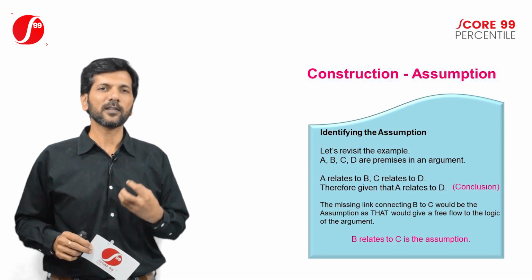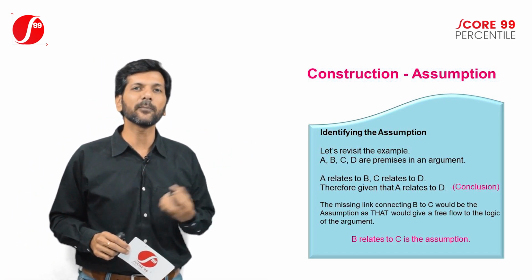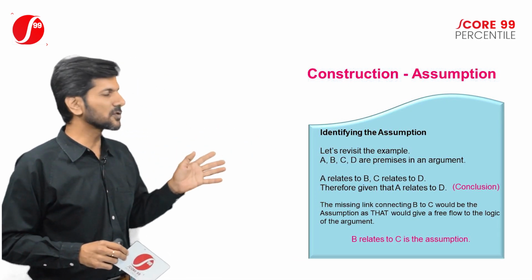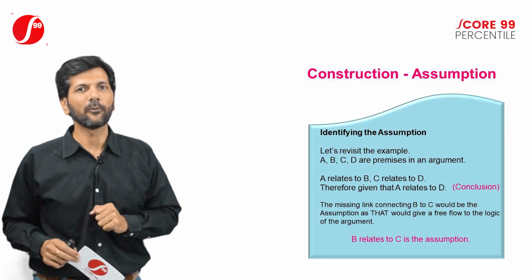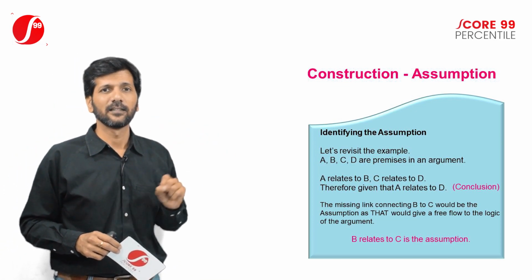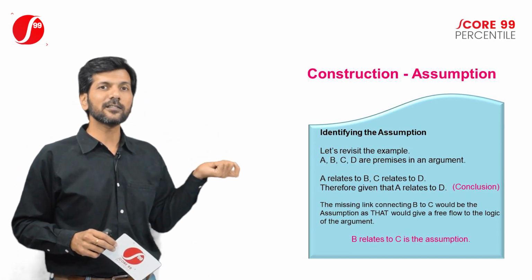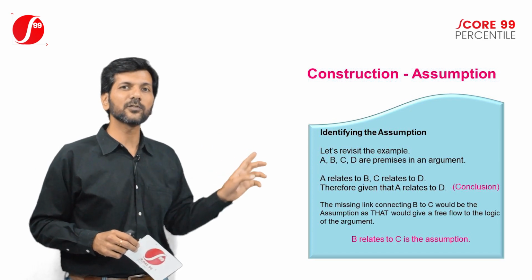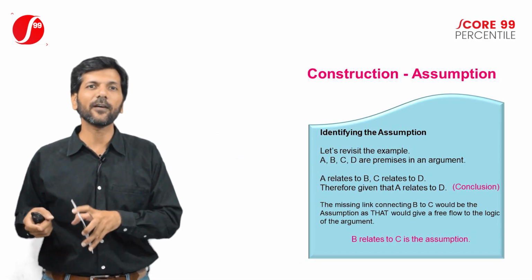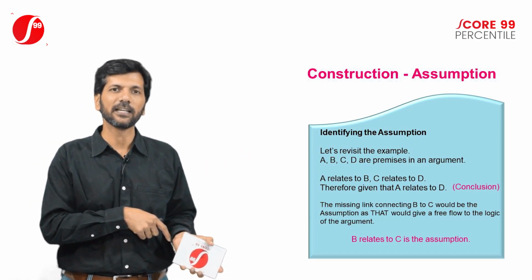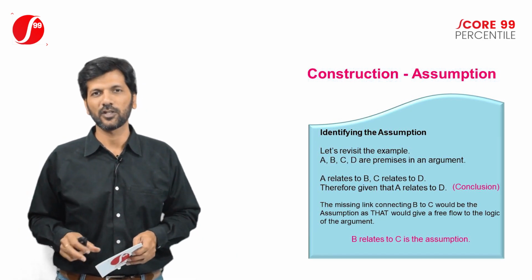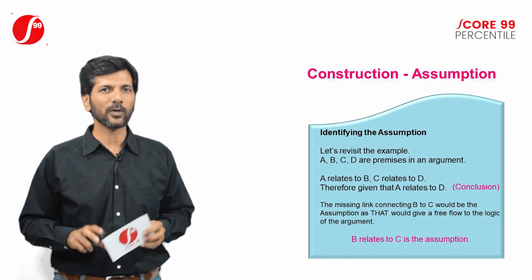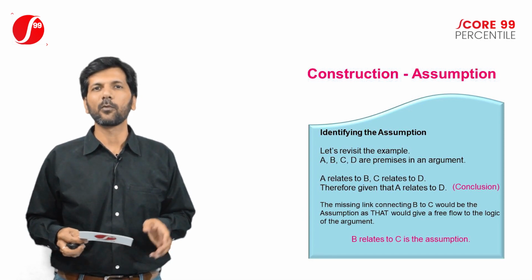Now, let's go back to understanding this mathematically with our A, B, C, D terms. So, we know that A relates to B and C relates to D. We have derived the conclusion that A relates to D from this. Now, if you are able to recognize that B relates to C is the missing link to help us arrive at A relates to D directly, then you understand that B relates to C is your assumption as such. Now, let's understand this with an actual critical reasoning model example as such.